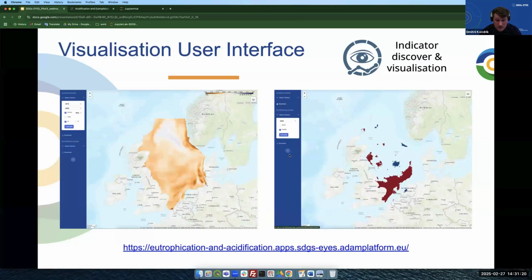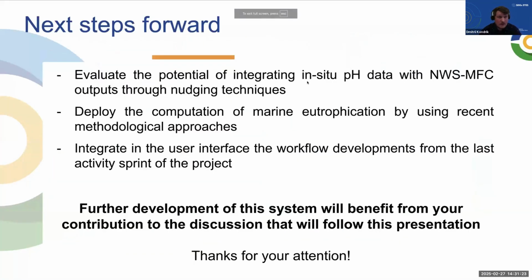Okay, so I will choose this. And as next steps forward, we are planning to do at least three things in general: to evaluate the potential of integrating in situ pH data within the Marine Forecasting Center outputs through nudging techniques, which means that we also include the in situ values in our assessment; deploy the computation of marine eutrophication by using recent methodological approaches; and integrate in the user interface the workflow developments from the last activity sprint, which is the monthly eutrophication, the NEAT index, and all the others.